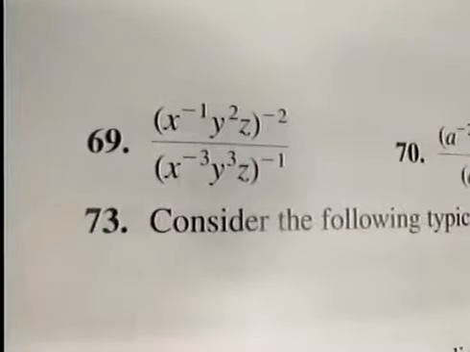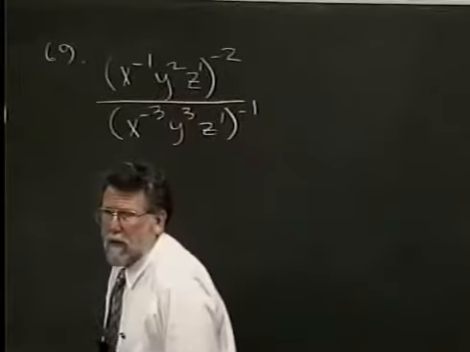Okay, there's my expression, and we'll leave that up there, Ernie, long enough for me to write it on the board. So I have, in parentheses, x to the minus 1, y to the second. I'm going to put z to the first, even though it's not there, and a minus 2. Then in the denominator, another parentheses, and I have x to the minus 3, y to the third, z to the first, to the negative 1. Okay. Now the question.